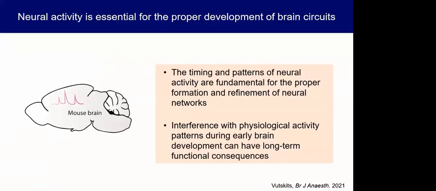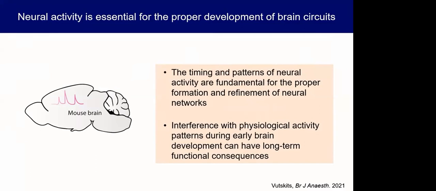As we all know, neuronal activity plays a key role in the development and maintenance of neuronal circuits. In the developing brain, the timing and the pattern of neuronal activity are fundamental for the proper formation and refinement of neural networks. Interference with this physiological pattern of neuronal activity during the critical period of brain development can have long-term functional consequences. One prominent example comes from the developing visual system, where spontaneous and visually evoked activity drive the maturation of visual circuits, and the blockade of such activity can cause permanent vision loss.